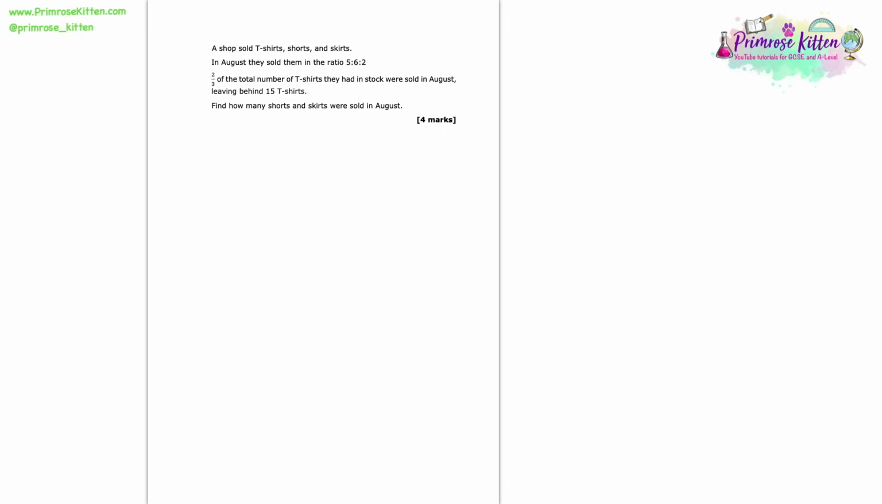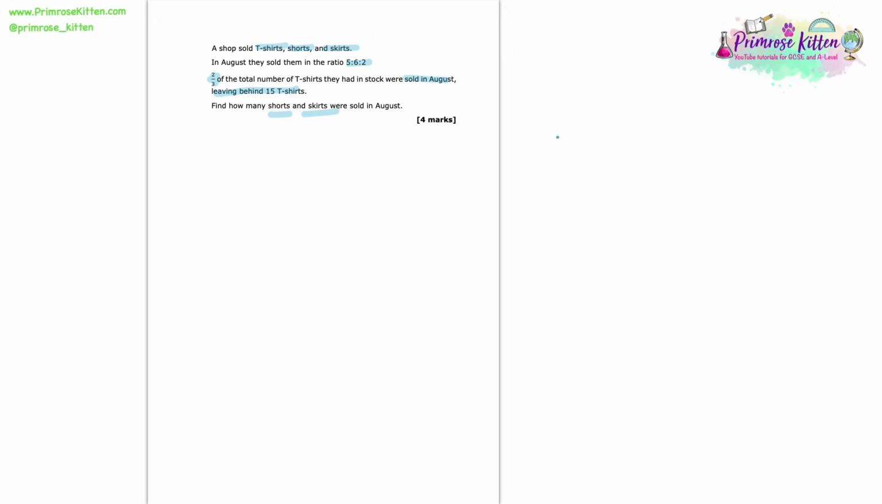A shop sold t-shirts, shorts and skirts. In August they sold them in the ratio of 5 to 6 to 2. We're told that 2/3 of the total number of t-shirts that they had in stock were sold in August, leaving behind 15 t-shirts. Here we're asked to find the number of shorts and skirts sold in August.